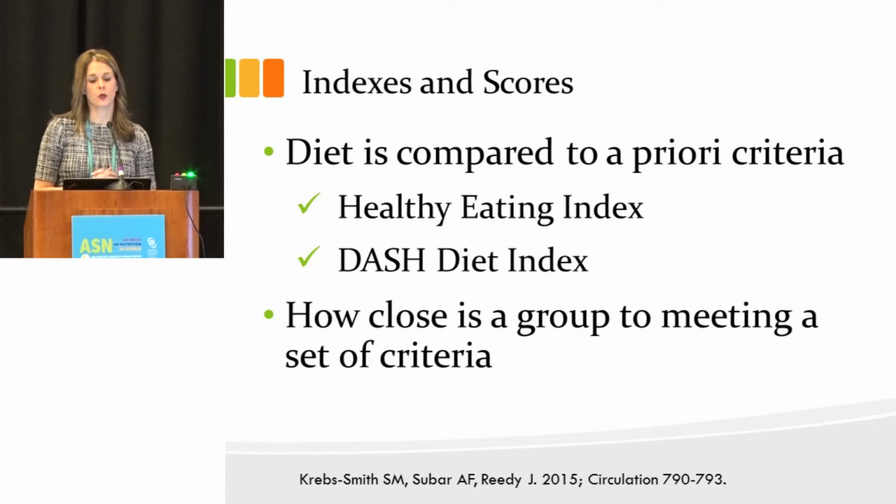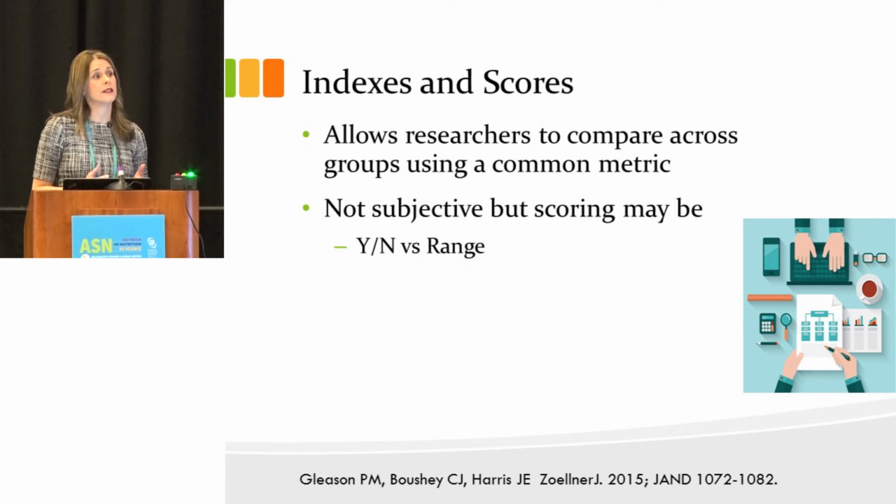So indexes and scores. This is a way that we can compare dietary intakes to some sort of a priori specified criteria. And you've heard of the Healthy Eating Index or the DASH Diet Index. So this is a report card for how close a group is to meeting a specified set of criteria. This is great because it allows us to compare different cohorts and different groups using the same exact rubric. So it's less subjective than other methods, with the exception of how the scoring algorithm is generated, of course.